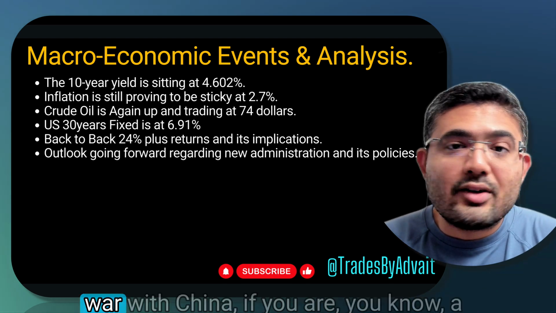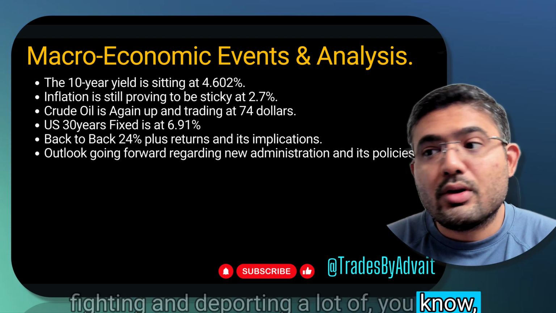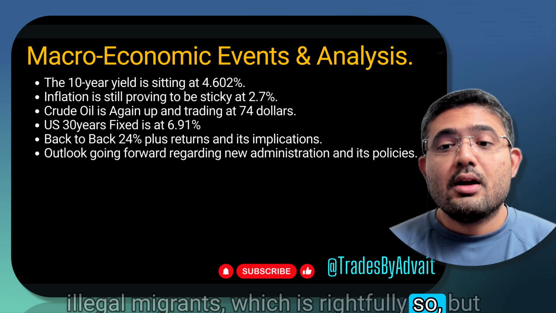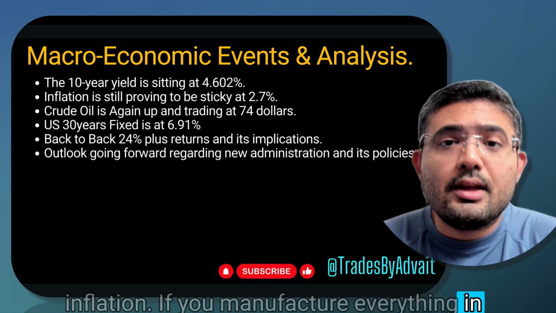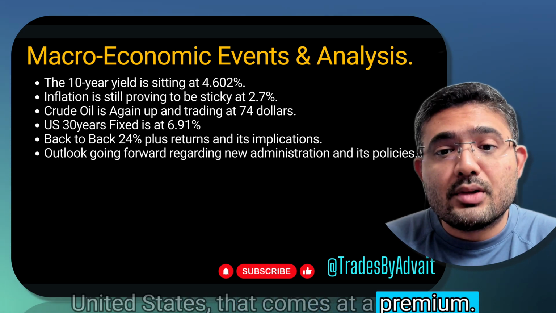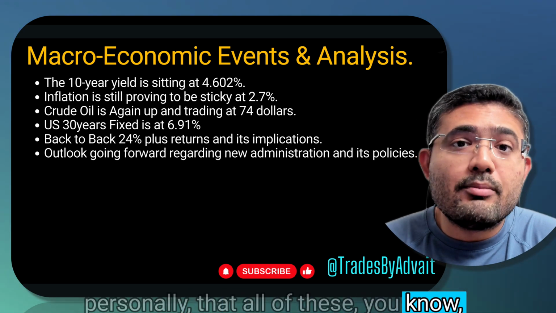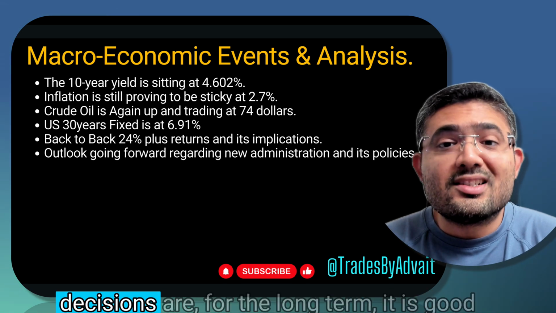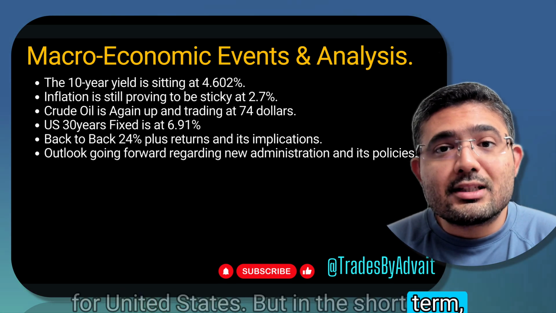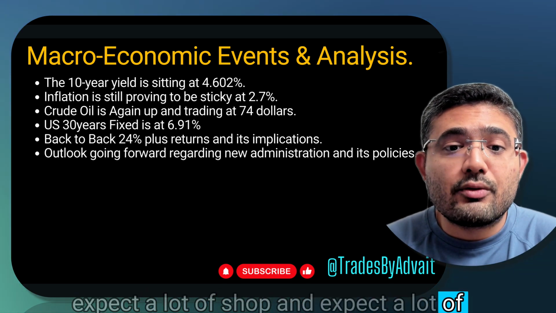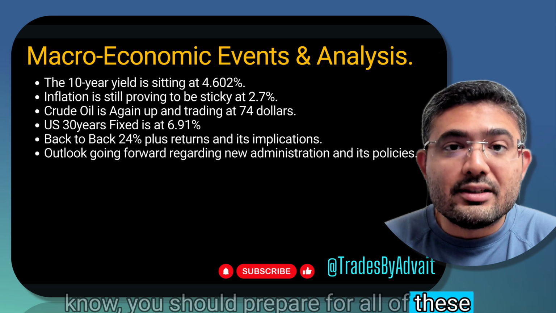If you have a trade war with China, if you are fighting and deporting a lot of illegal migrants, which is rightfully so, there is a cost that will be paid in terms of inflation. If you manufacture everything in the United States, that comes at a premium. Eventually, I personally believe that all of these policies and groundbreaking decisions are for the long term and good for the United States. But in the short term, expect a lot of chop and expect a lot of shocks as well. Maybe they are minor, but you should prepare for them.